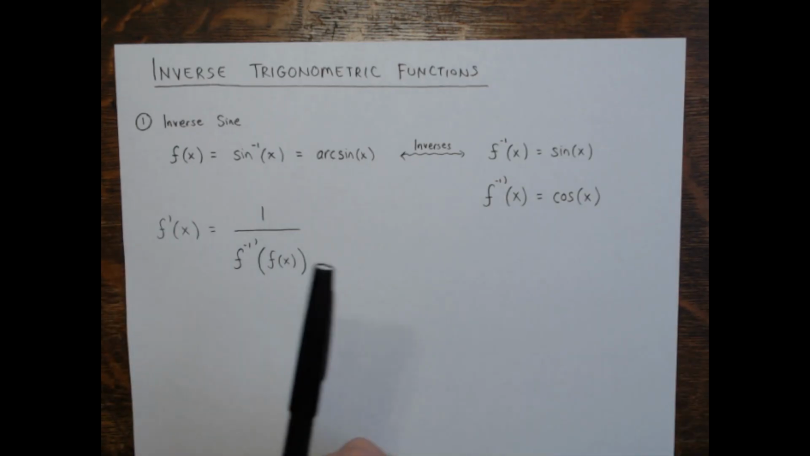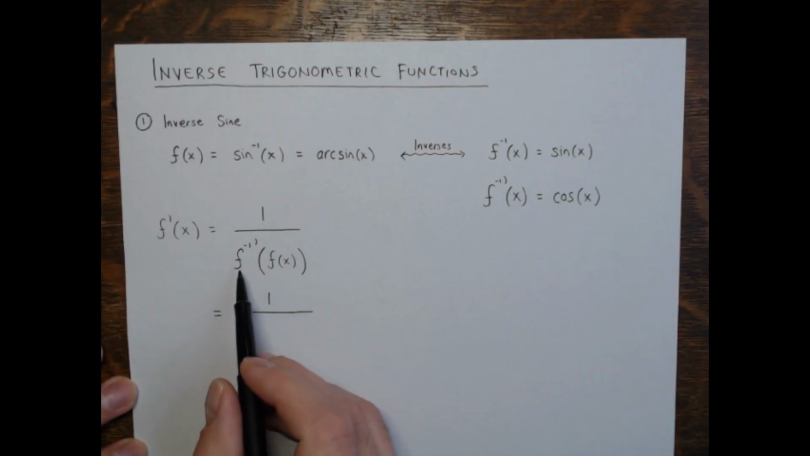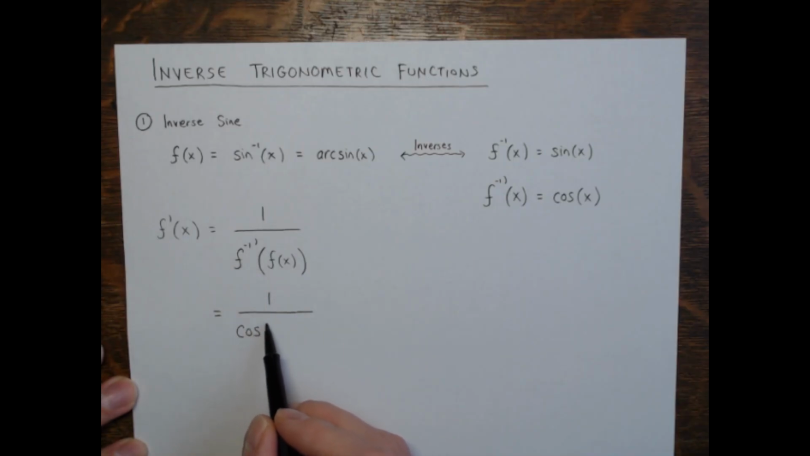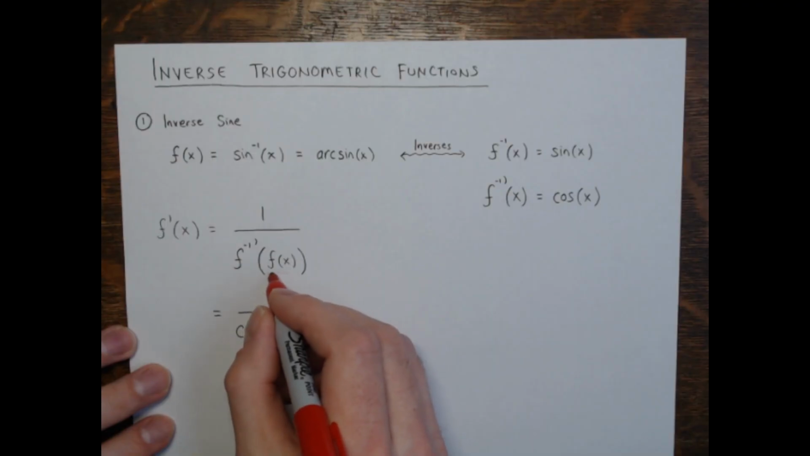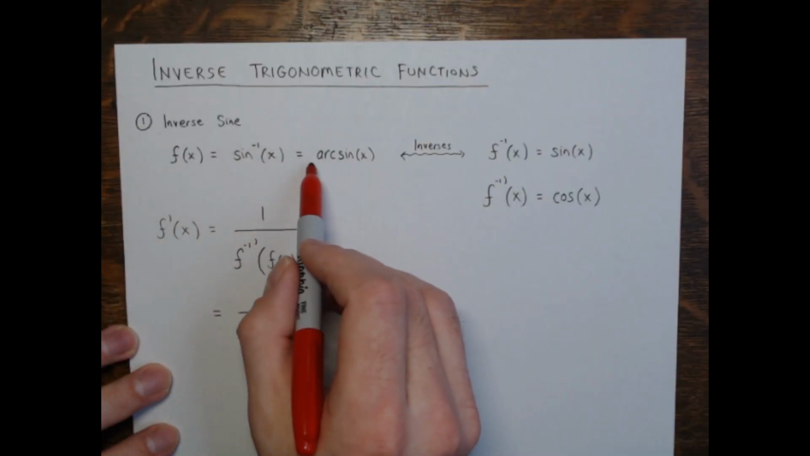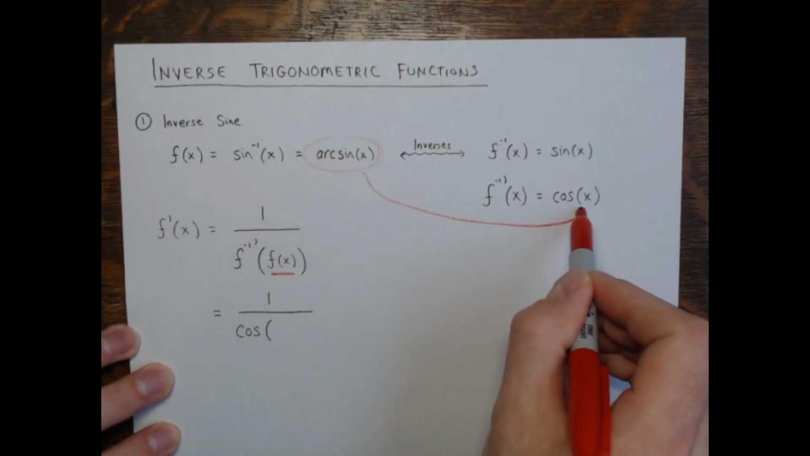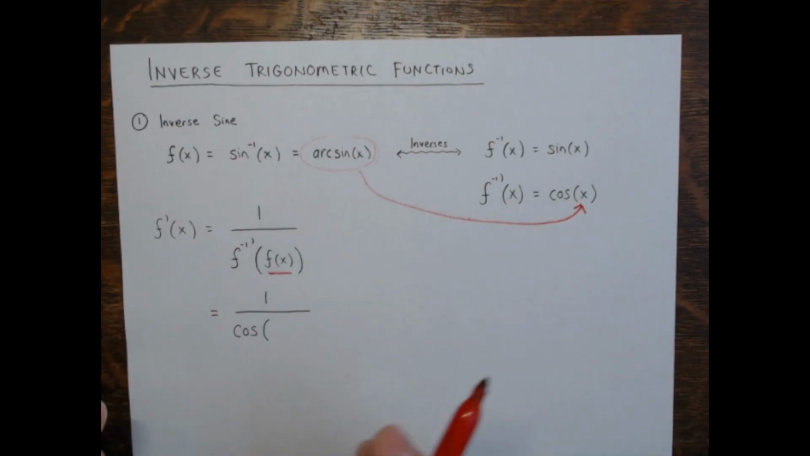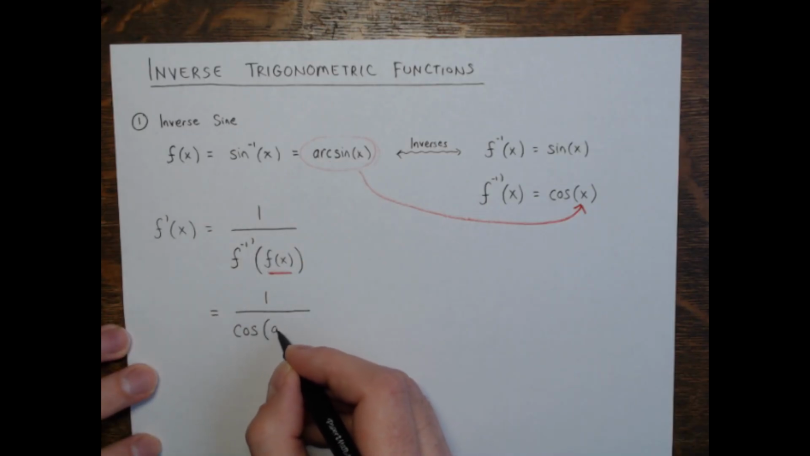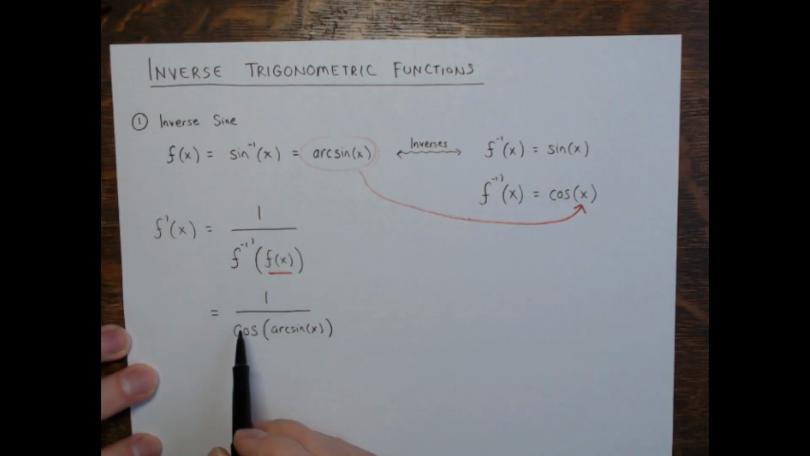So down in the denominator here, I have 1 over the cosine of, but not cosine of just x. It's cosine with whatever the original f, the original function whose derivative we're taking here is. So with the inverse sine put inside there, replace x in cosine x with the inverse sine, arc sine of x. And here we go.